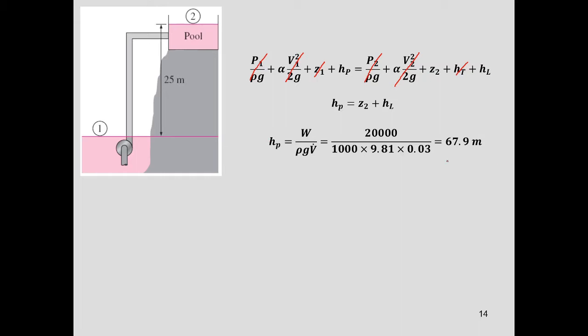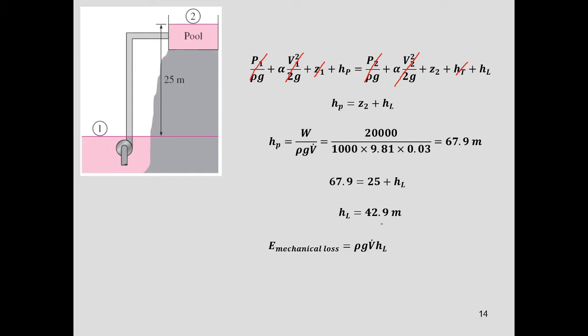So you get h_pump equal to 67.9 meters. Then using the equation, h_p is equal to 67.9, Z is 25 meters, and h_L is the one that you are searching for here. So you get h_L equal to 42.9 meters. Okay, that's all. No, sorry.